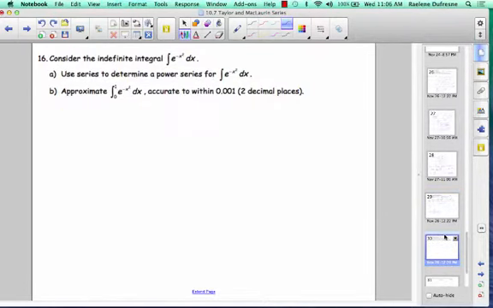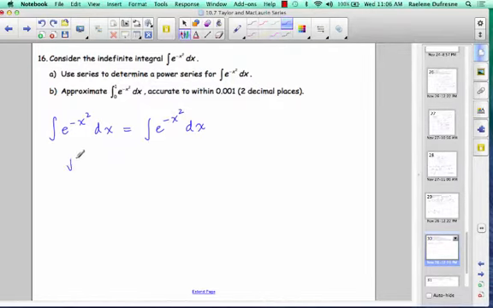In number 16, we want to consider the indefinite integral of e to the negative x squared dx. We saw in Calc 1 that this is an integral that does not have a closed form, in other words, no other representation to evaluate or to determine this limit.